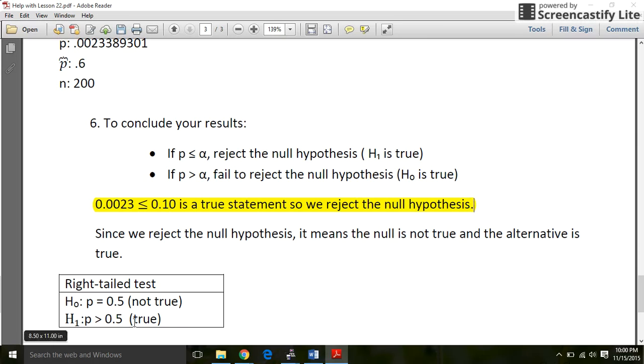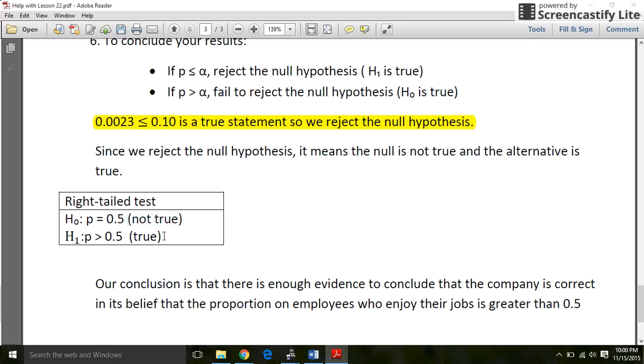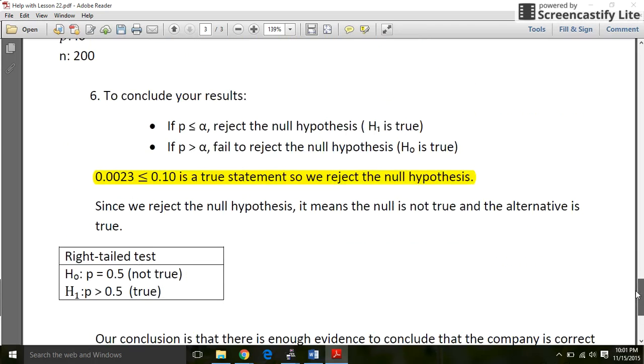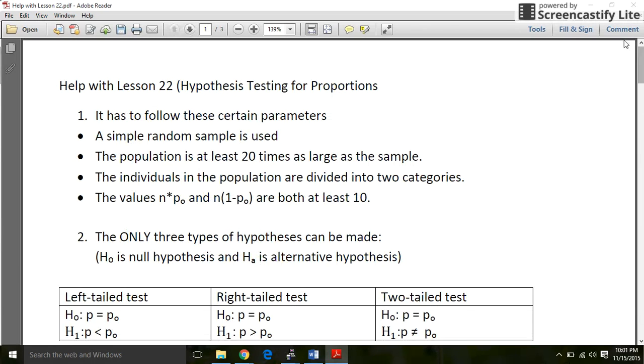If I reject my null, that means my null is not true. If you look down here, it's not true, but that makes my alternative true. So because my alternative is true, I'm going to write my conclusion based on that. So I can conclude that there is enough evidence that the company is correct in its belief that the proportion of employees who enjoy their job is greater than 0.5 or 50%. Okay, that's all I did. I basically did almost the exact same stuff I did in lesson 20 and 21. Let me know if you have any questions, and I hope this helped.